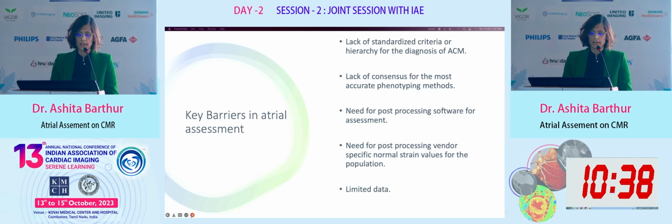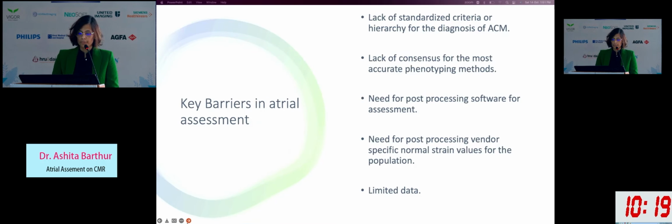So what are the key barriers in atrial assessment? It's the lack of standardized criteria or hierarchy for the diagnosis of atrial cardiomyopathies, the lack of a generalized definition of atrial cardiomyopathies, the lack of consensus for the most accurate phenotyping methods, the need for post-processing software for the assessment of these atrial metrics, the need for vendor-specific normal strain values for the population, and the limited data that's available.